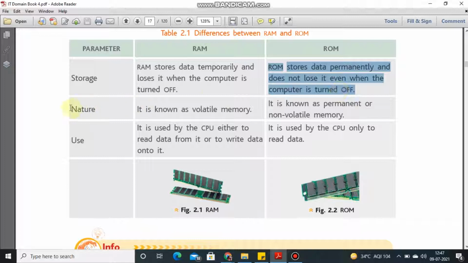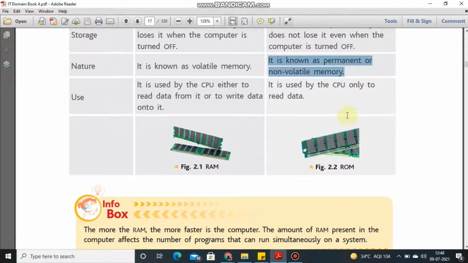Nature. By nature, RAM is known as volatile memory. As I mentioned, why is it known as volatile memory? Because the content will get deleted when you turn off the computer. ROM is known as permanent or non-volatile memory, because it will not lose the data if the computer is turned off.